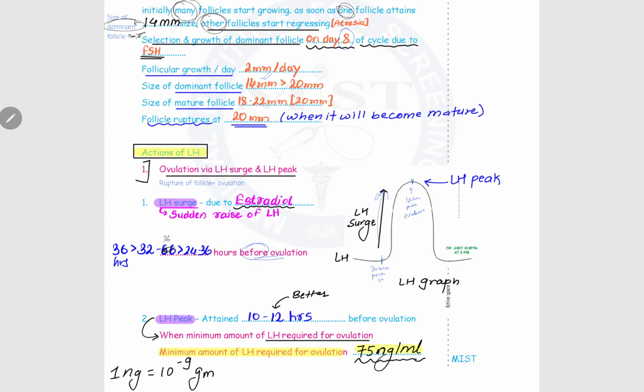I'll repeat again. Ovulation occurs by LH surge and LH peak both. So the LH surge occurs 36 hours prior to ovulation, and then there is the LH peak, which occurs 10 to 12 hours prior to ovulation, and the minimum amount of LH required for ovulation is 75 nanogram per ml. 1 nanogram is 10 to the power minus 9 grams, just so you know.